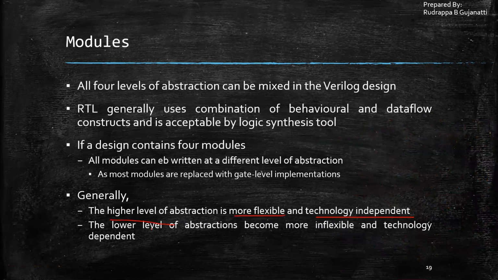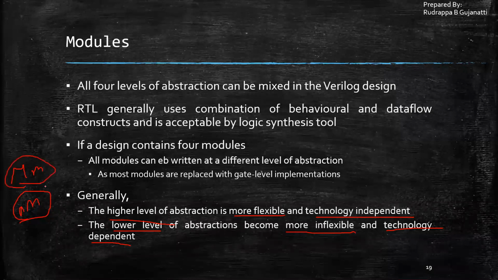But as we move lower, when we come to the gate level or switch level abstractions, it becomes a little bit inflexible and it is more technology dependent. So here you are taking care that if you're designing in nanometer, the specifications have to be in this form. If you're designing in micrometer, the specifications have to be in this particular form. So you have to take care when you go for lower levels of abstraction.